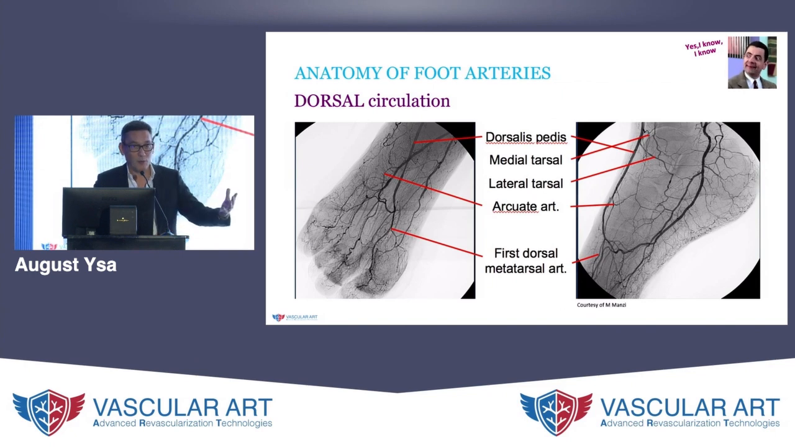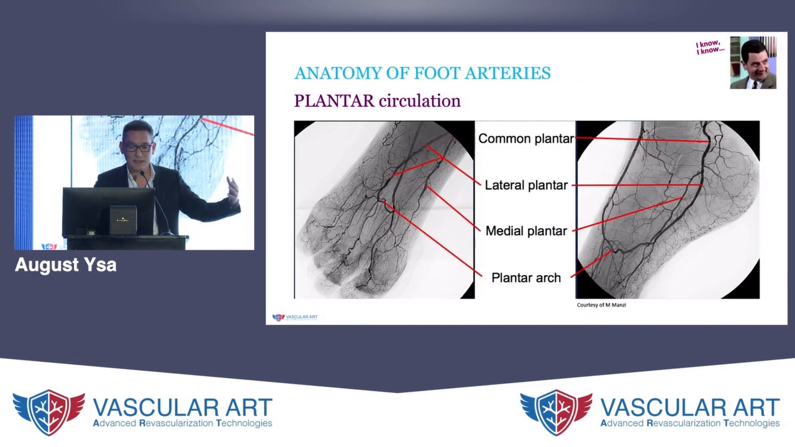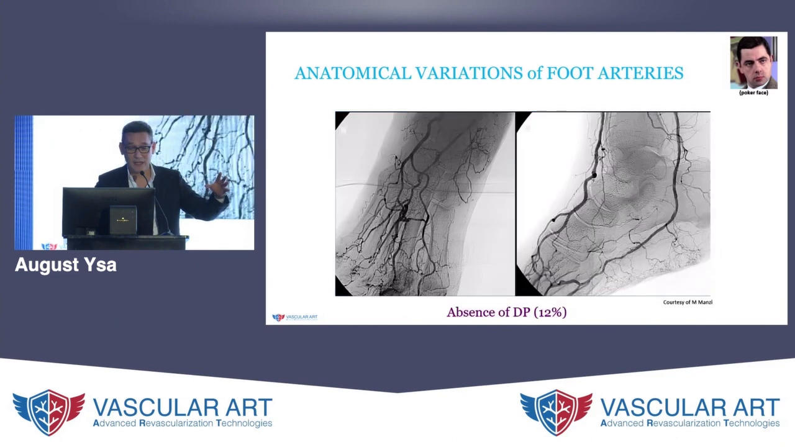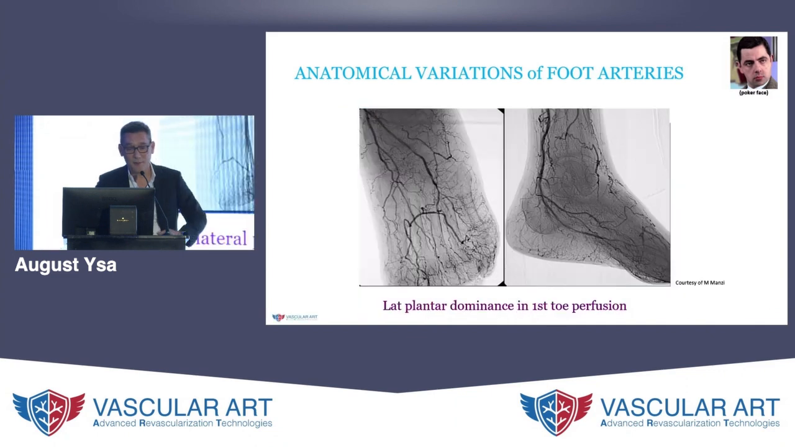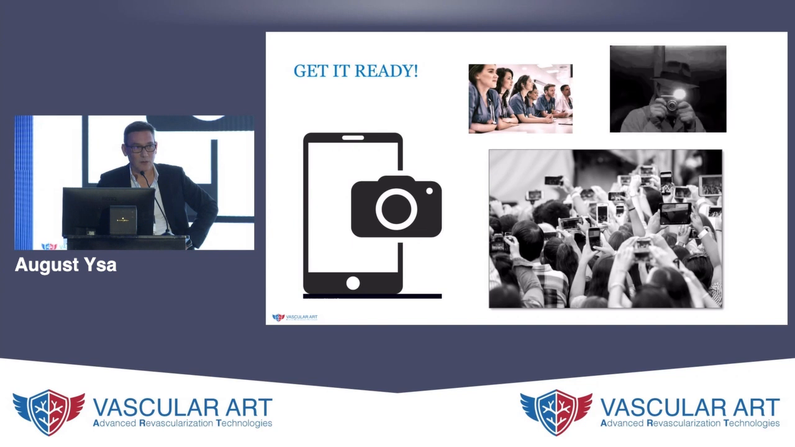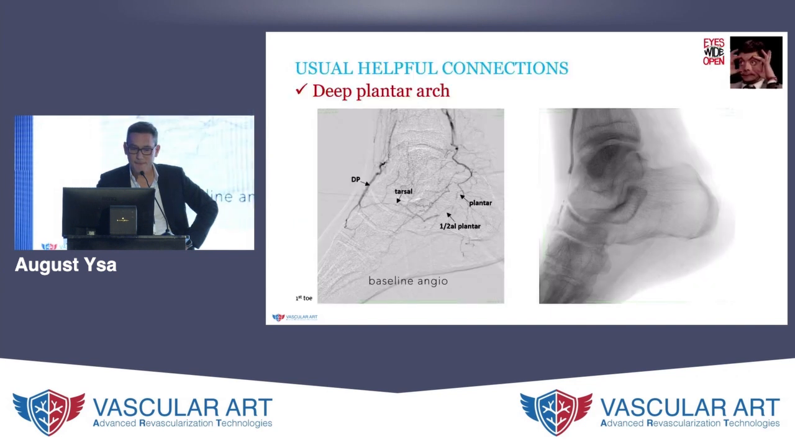And you are all familiar with this anatomy, the dorsal system, the plantar system. Yes, yes, yes, yes. The connection through the plantar arch. But it starts looking like poker faces if we talk about anatomical variations, like this absence of DP, the dominance of the medial plantar or the lateral plantar, or even the absence of a plantar arch. But let me be more practical. I don't want to bother you. So, what are my secret passages?